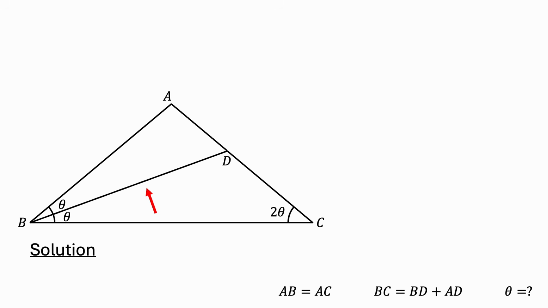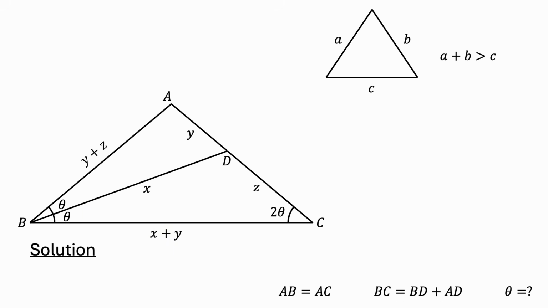First, let BD equals X, AD equals Y, and DC equals Z. Since AB equals AC, we have AB equals Y plus Z. Also, since BC equals BD plus AD, we have BC equals X plus Y. By the triangle inequality, in triangle ABD, we have X plus Y is greater than Y plus Z.